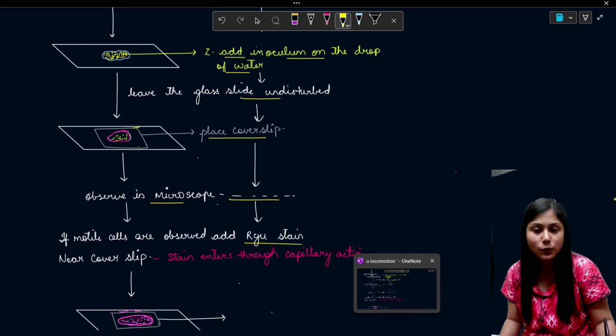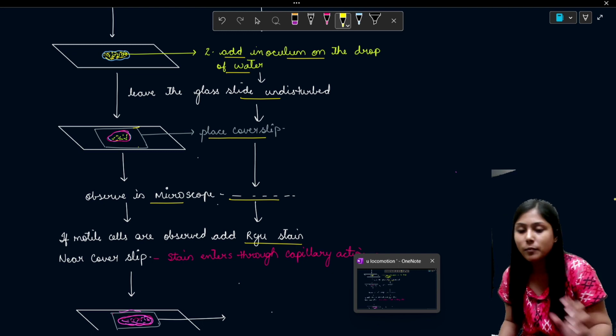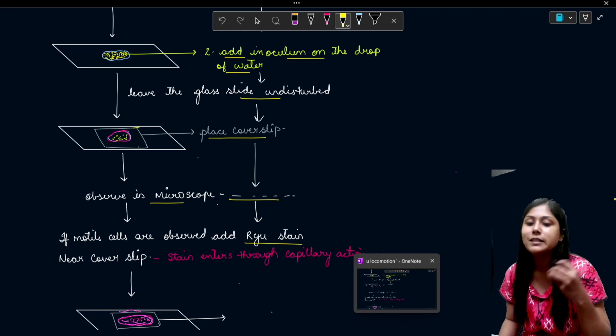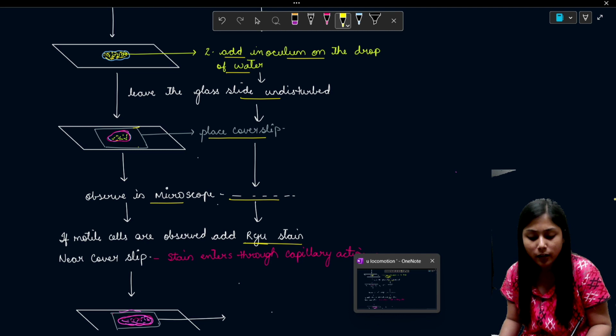Are you understanding what I'm telling? आप पहले क्या करोगे? First, what will you do? You will observe it under the microscope, and when you notice that the bacterial cells are moving, only then you will add Ryu stain on top of it.